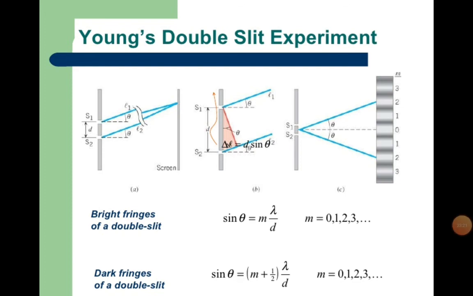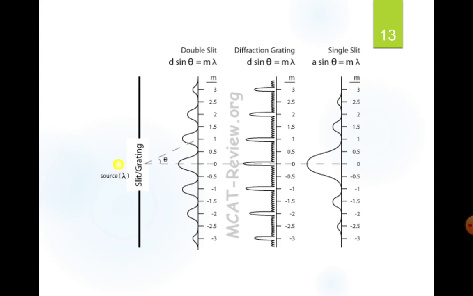So where we have construction, sine theta is m times lambda over d. And when we have dark fringes, we have (m plus a half) times lambda over d. Okay, and I want to show you how we get these fringes in another application.